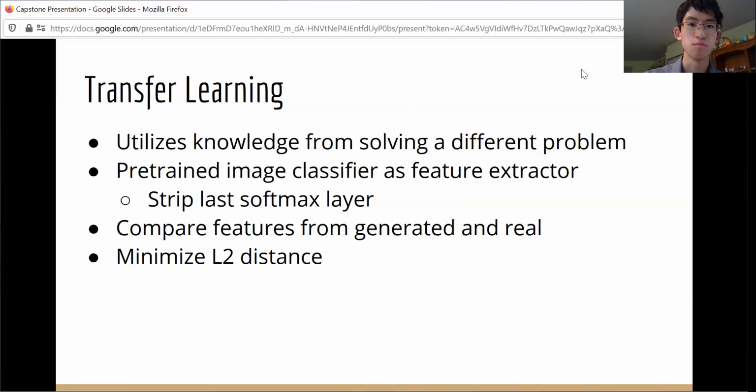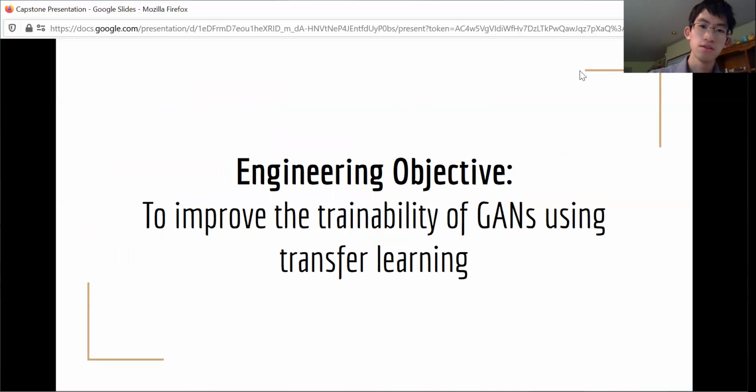This technique is both more stable and more cost efficient, since only one model is being updated during each training iteration, the generator. This brings me to my engineering objective, which is to improve the trainability of GANs using this transfer learning technique.